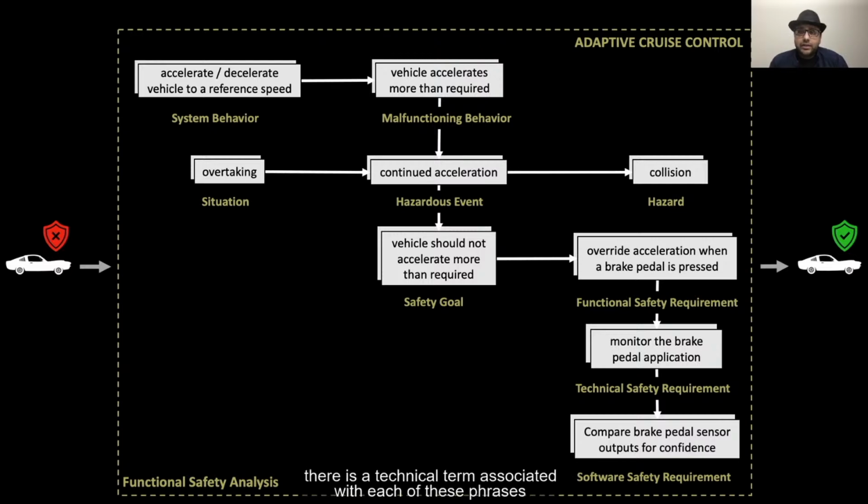There is a technical term associated with each of these phrases. For example, continued acceleration is a hazardous event that can lead to a collision, which is a hazard. Functional safety domain experts determine, implement, and verify these phrases and their interconnections. This is what a functional safety dataset looks like.